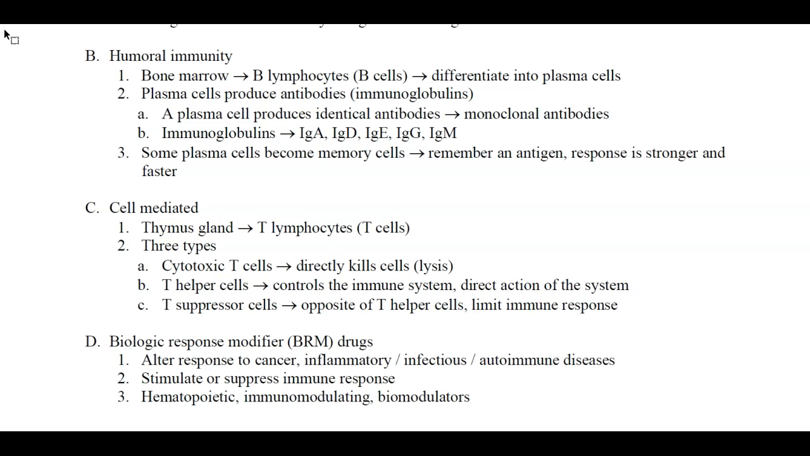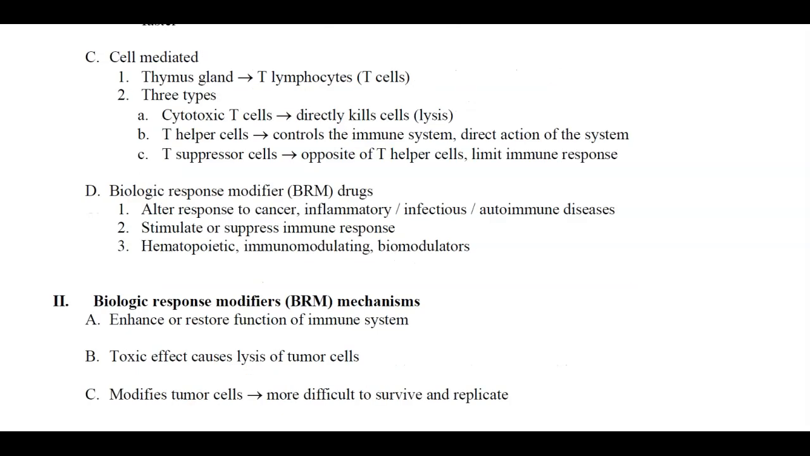T helper cells control the immune system, and so it directs the action of the system. It is the master controller of the immune system, while the T suppressor cell does the opposite of the T helper cell. So it aids to limit or control the immune response, so it helps to prevent autoimmune disease. A healthy immune system has about twice as many T helper cells as T suppressor cells at any given time. So when the T suppressor cells are overactive, that can be responsible for clinically significant cancers because it allows tumors to grow beyond the immune system's control.